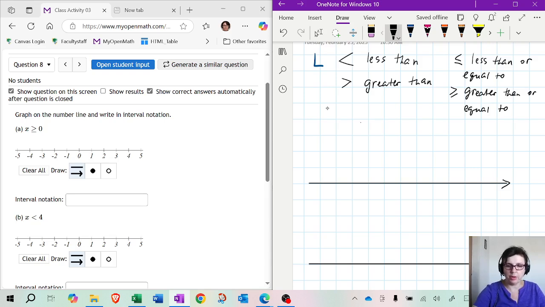So the first one says x is greater than or equal to 0. So this means everything to the right of 0, greater than 0. Let's say 0 is over here, and then greater than 0 would be everything on the right of 0, right? Now, what you also need to know is that this side is positive infinity. So if you want to write it as an interval, this will be 0 to infinity. Infinity is never included. This will always be parentheses. So wherever there is infinity or negative infinity, you always put parentheses.